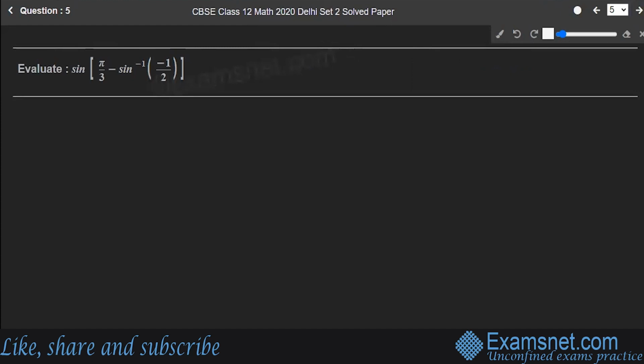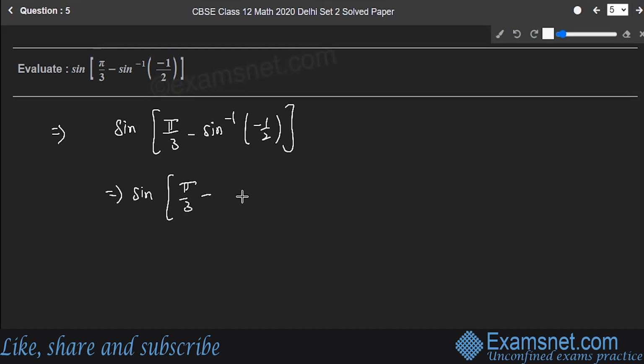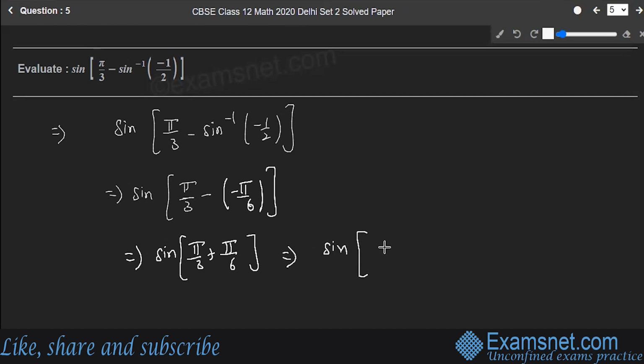Next one is question number 5. You have to evaluate sine of pi by 3 minus sine inverse of minus 1 by 2. Easy question actually. This is sine of pi by 3 minus, this can be written as minus pi by 6. So pi by 3 plus pi by 6, this is equal to sine of 9 pi by 6.